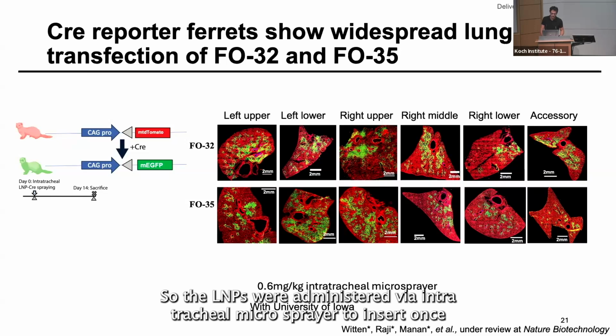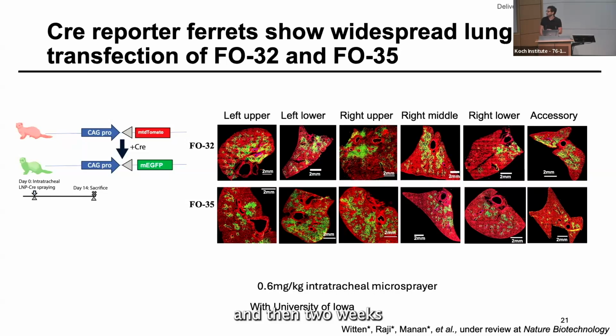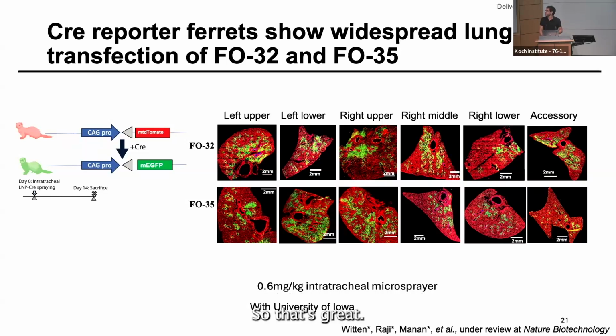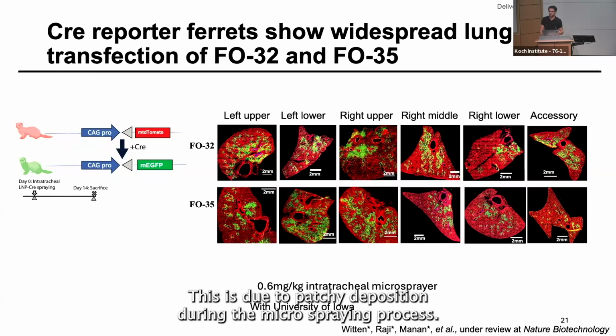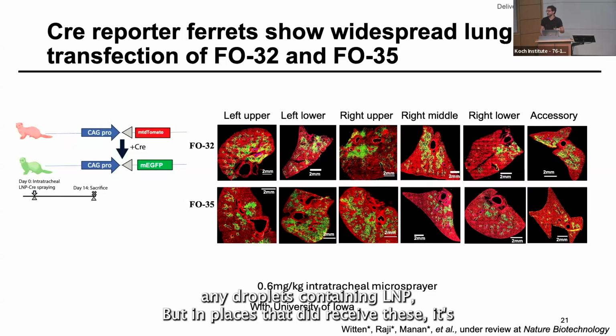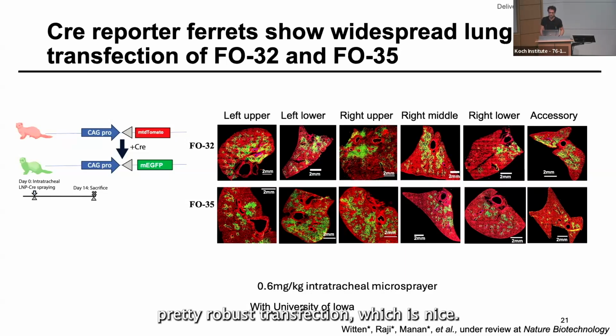The LNPs were administered via intratracheal microsprayer to the ferret lungs. Two weeks later, they imaged the lungs on histology, and we see widespread green. That's great. There are some places that are all red. This is due to patchy deposition during the microsprayer process. Places that are all red just didn't really receive any droplets containing LNP. But in places that did receive LNP, there's pretty robust transfection, which is nice.